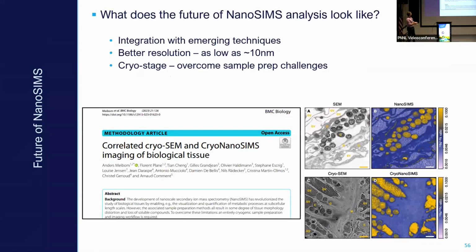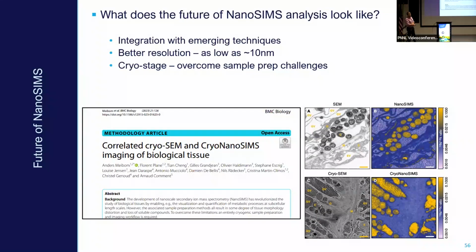The last slide: what's the future of NanoSIMS analysis look like? I'm going to be really quick here. Essentially, we're a fancy mapping technique. You put some isotope in and we tell you where it is at pretty high resolution. The beauty is you can go in with other methods, some of which we talked about at EMSL today, and we start value adding to that. That's something we're continually exploring.